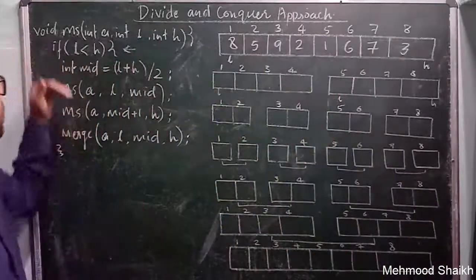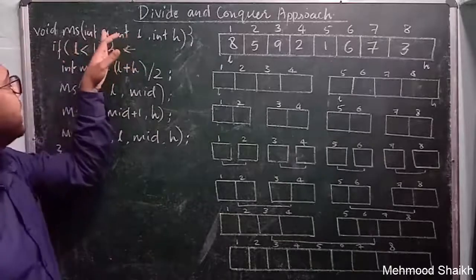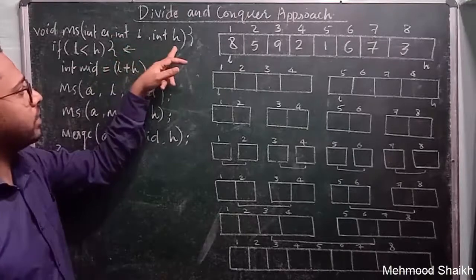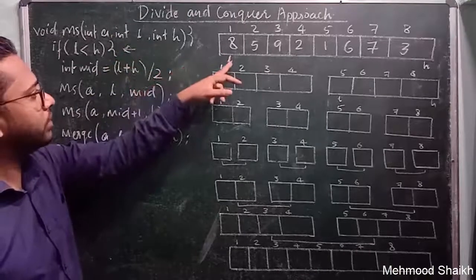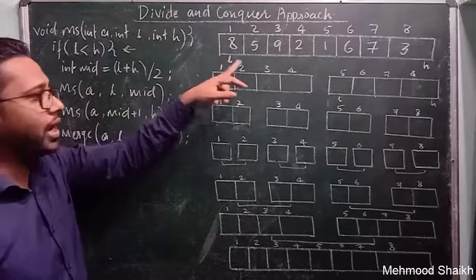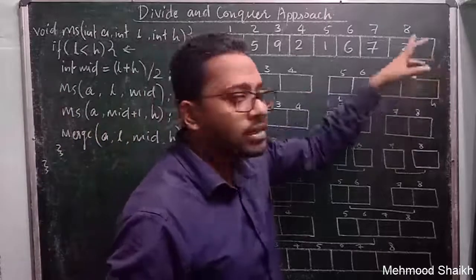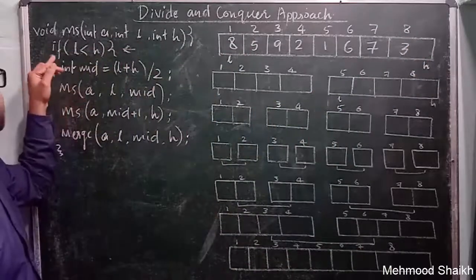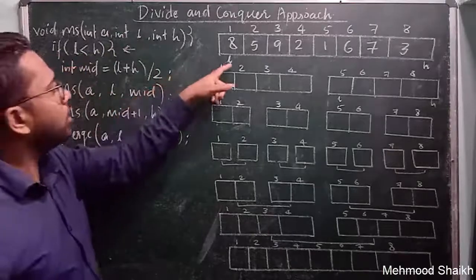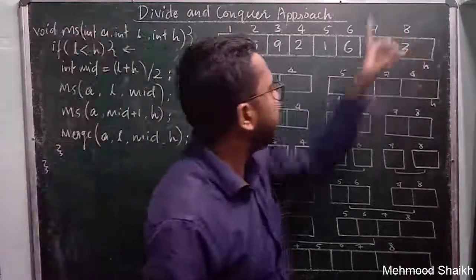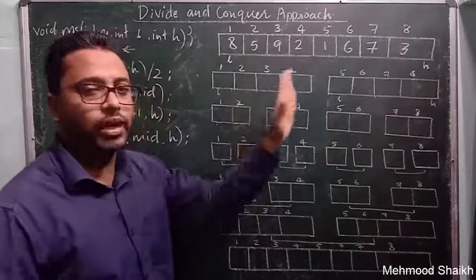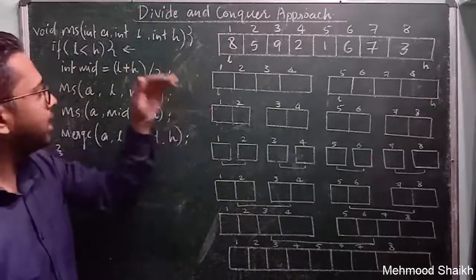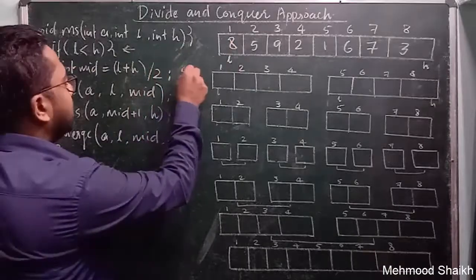So here you can see I have created a merge sort function which takes an integer array and low and high variables. The first index of the array I have marked as low and the last index of the array I have marked as high. Now I will come inside this function. Here I will check if low is less than high. Yes, what is low? Low is 1, and what is high? High is 8. So I will add low and high. When I add 1 plus 8, it becomes 9, and when I divide 9 by 2, I get 4.